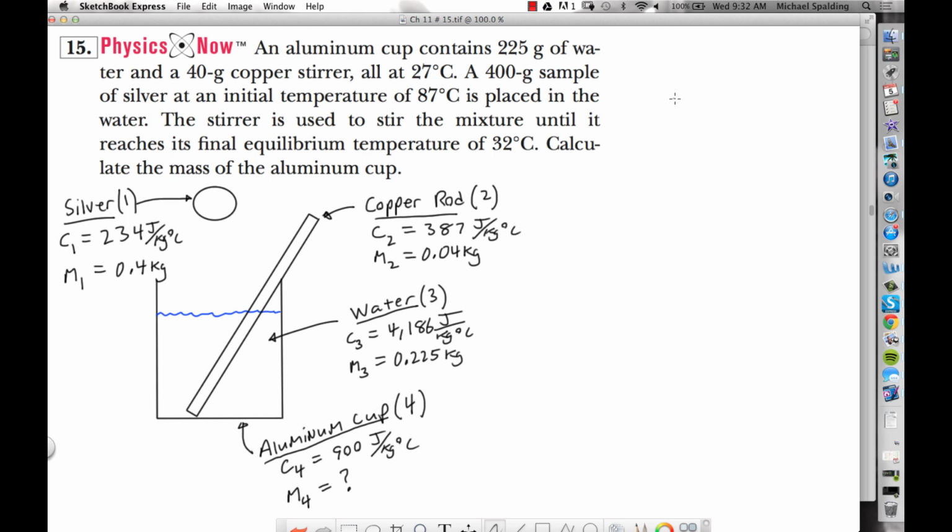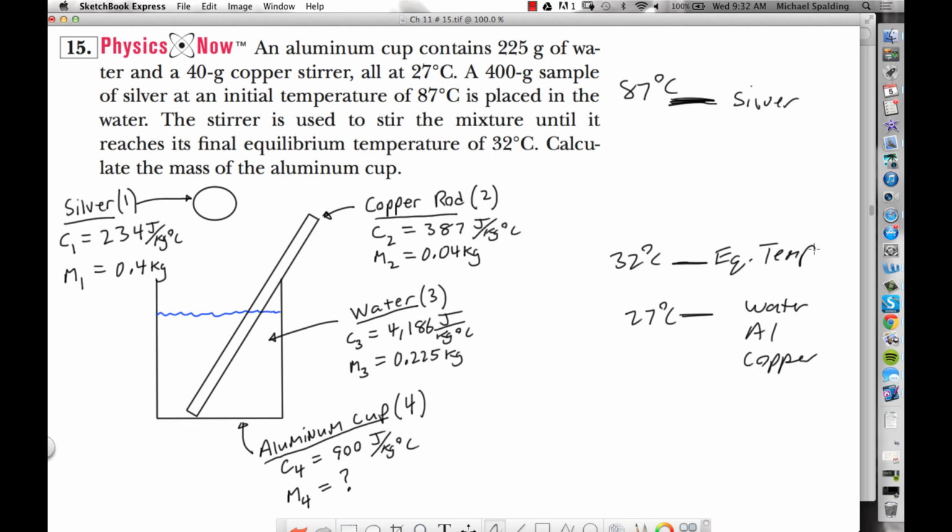Okay, so temperatures. We're told that the silver starts at 87 degrees Celsius, and then the water, the aluminum, and the copper start at 27 degrees Celsius. Then they come together, and everything meets at 32 degrees Celsius, which is called the equilibrium temperature. So the silver is cooling. What's the delta T for the silver? The silver goes from 87 to 32, so that is negative 55. Delta T1 is negative 55.